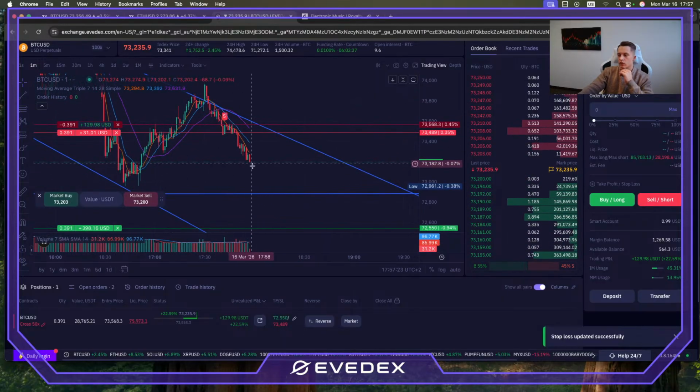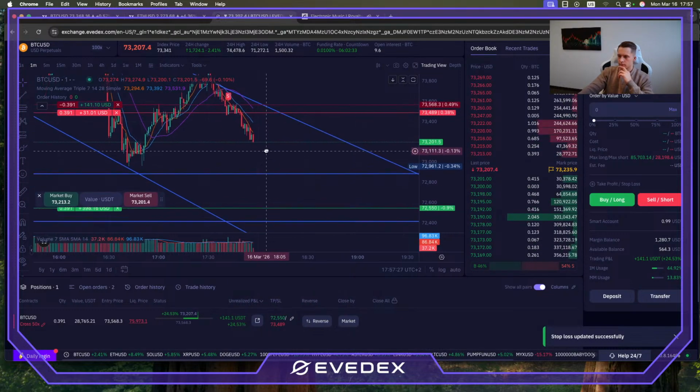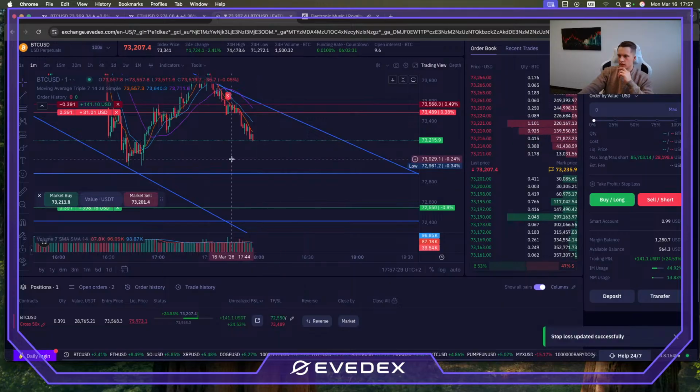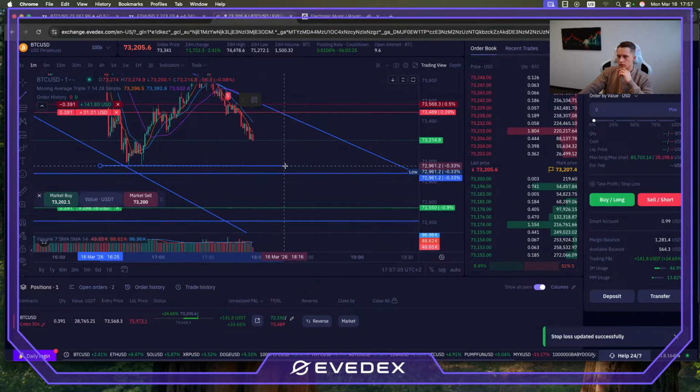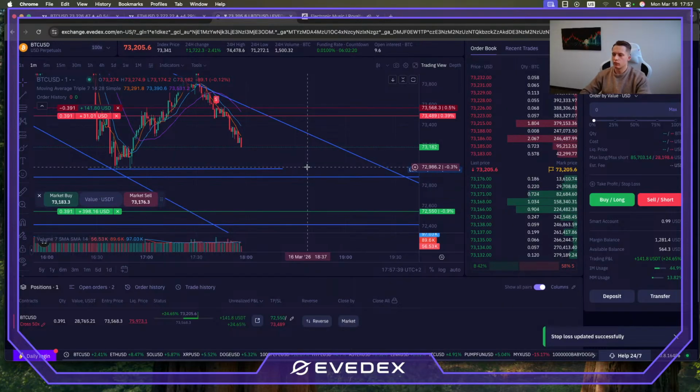So we could see this level here being broken, and if we do go past this level here, then it could be an indication that we might get that move, that continuation through the level, and it continues to go through the next one.